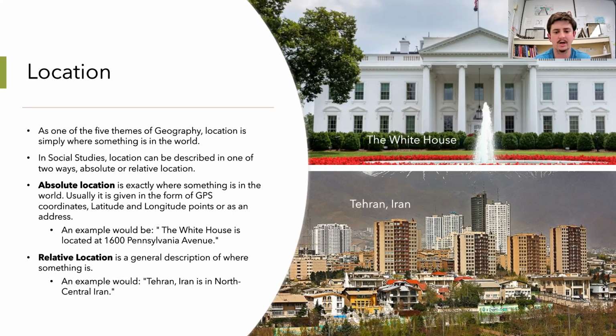So if you pull up a map of Iran, you would look in the northern part of the country, and then in the center, and you might be able to find where it is. But relative location doesn't give you an exact location. So again, absolute tells you exactly where something is, such as an address, GPS coordinates, longitude, what have you. Relative just simply tells you it's generally in this place. Okay, so that is the first of the five themes.